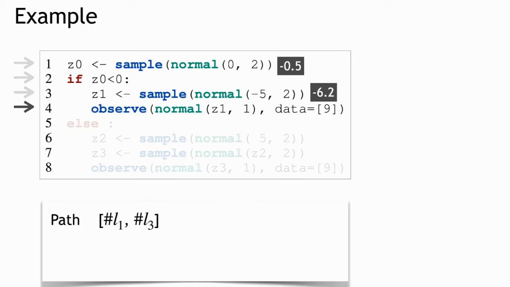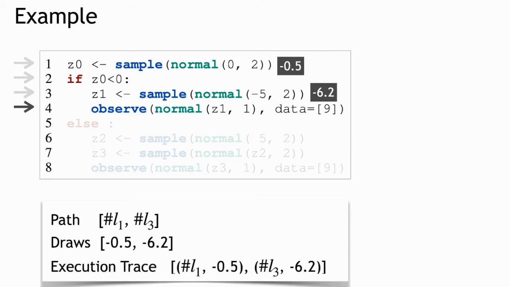In this execution, we record the program path by the address of the encountered random variables, which is line 1 and line 3. We have the draws of all the random variables being minus 0.5, minus 6.2, and we have the execution trace being the address-value pair sequence.